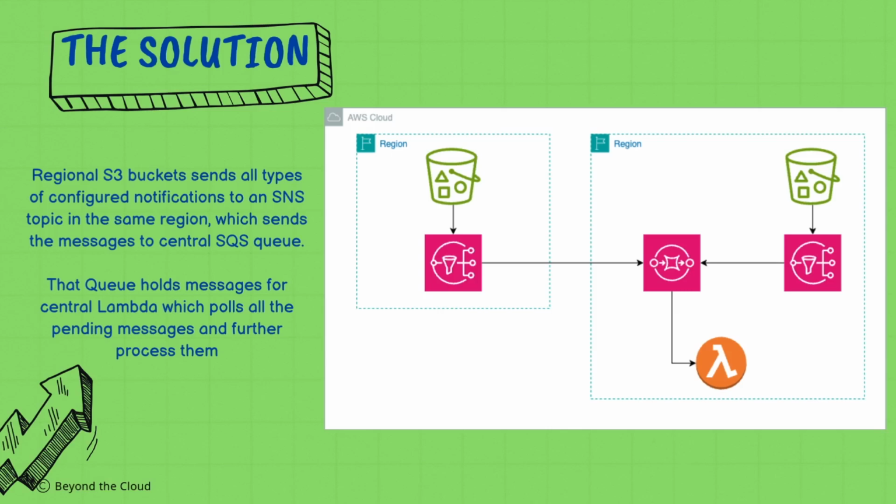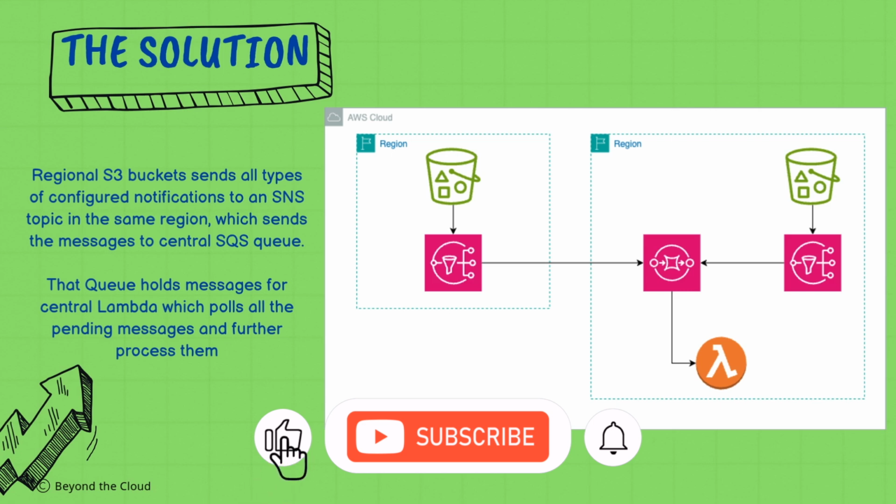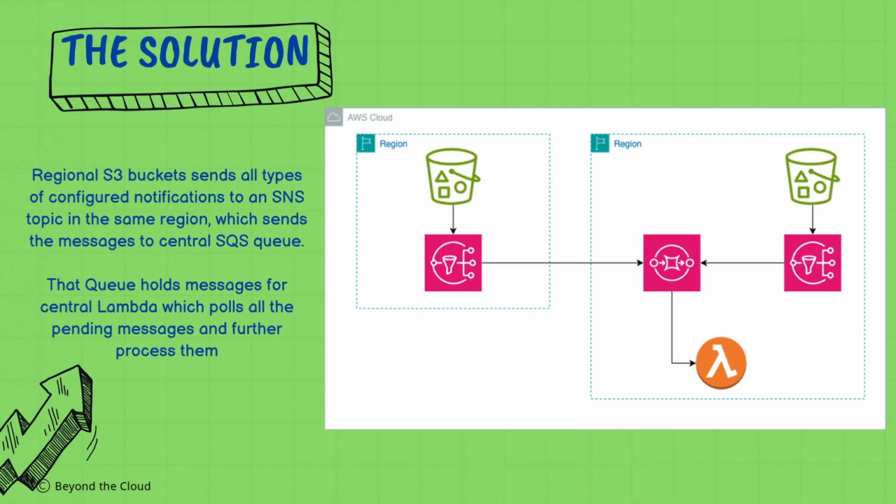And from that SQS queue, we will subscribe a Lambda which will post-process all the data for both of my buckets, which are in both regions. So that's how we will do it. We will configure everything from scratch, so you don't have to worry. I will show you everything from scratch: how we will create two S3 buckets, the SNS topics, the SQS queues, and Lambdas and everything.